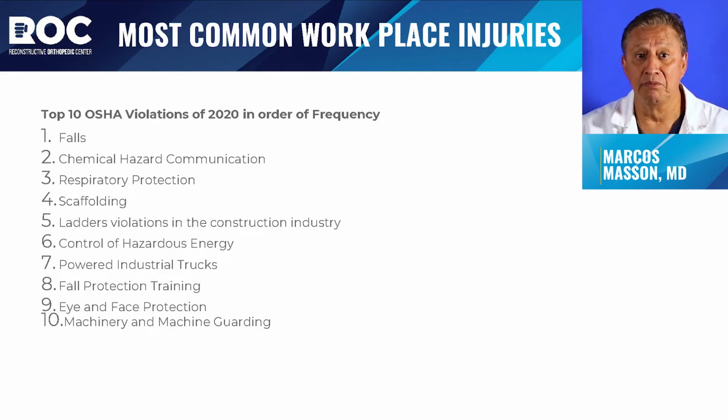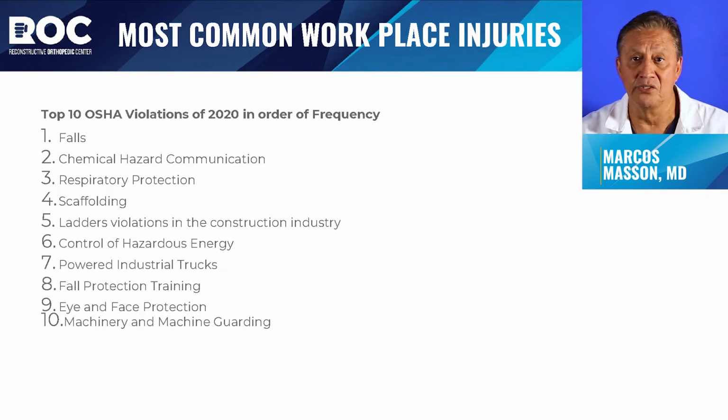Now, the most common workplace injuries that we see are the top 10 OSHA violations in 2020, which hasn't really changed much in the last couple of years. It includes number 1, falls; 2, chemical hazard communication; respiratory protection violations; scaffolding violations; ladder violations in the construction industry; control of hazardous energy; powered industrial trucks violation; fall protection training deficiencies; eye protection; and machinery and machine guarding violations. Let's cover each of them in order to see what we need to do in order to avoid these injuries.